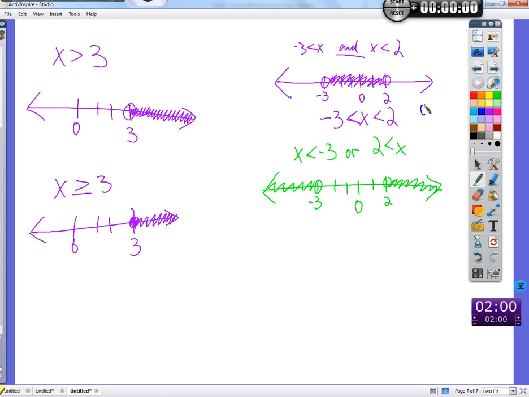And this one we call a compound inequality. Smush them all together. Looks good. Makes sense. It's between -3 and 2, and that's what the inequality signs say.